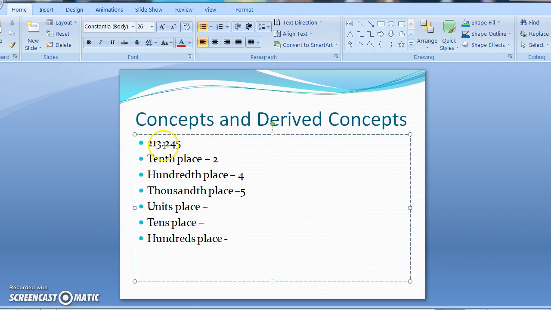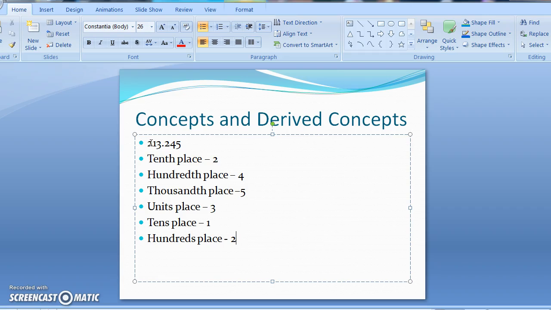Great. Units place, the digit before the decimal, it is 3. Tens place, the digit before that, which in this case is 1. And hundreds place, the digit before that, in this case it is 2. Great. So I think that makes the concept of digits, the position of the digits clear.